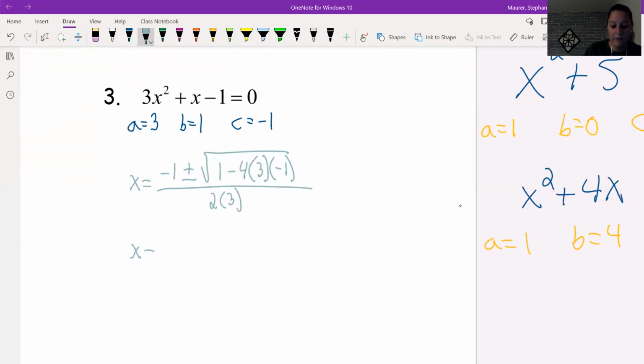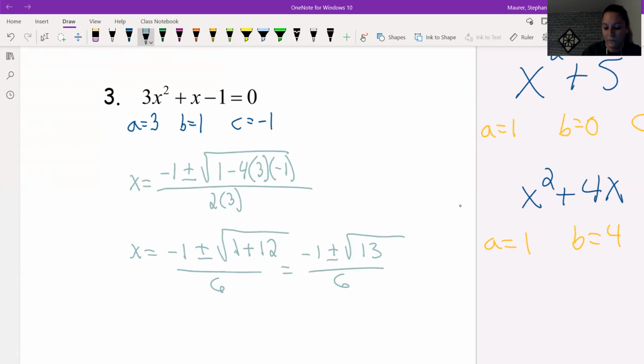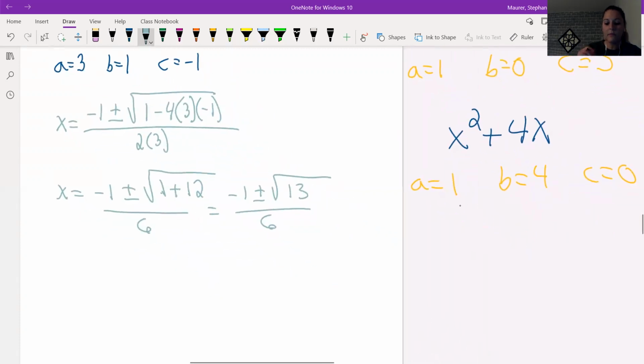Next up, we simplify what we can. Most typically, you simplify what you can do in your head, so to speak. Negative 4 times 3 times negative 1 actually results in a positive 12, for the record, because negative and negative would be a positive. Let's keep going. I get negative 1 plus or minus the square root of 1 plus 12, which gives you 13, over 6. And now we look at the square root of 13.